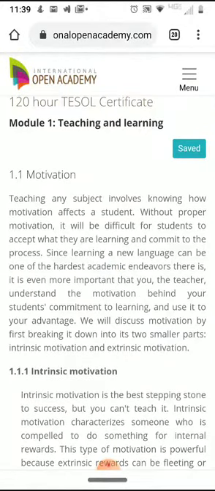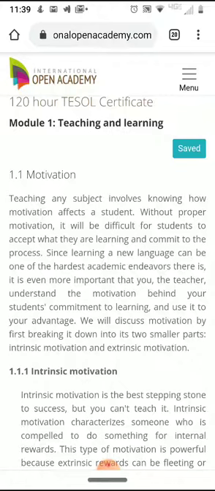Motivation. Teaching any subject involves knowing how motivation affects a student. Without proper motivation, it will be difficult for students to accept what they are learning and commit to the process. Since learning a new language can be one of the hardest academic endeavors there is, it is even more important that you, the teacher, understand the motivation behind your students' commitment to learning and use it to your advantage. We'll discuss motivation by first breaking it down into two smaller parts: intrinsic motivation and extrinsic motivation.